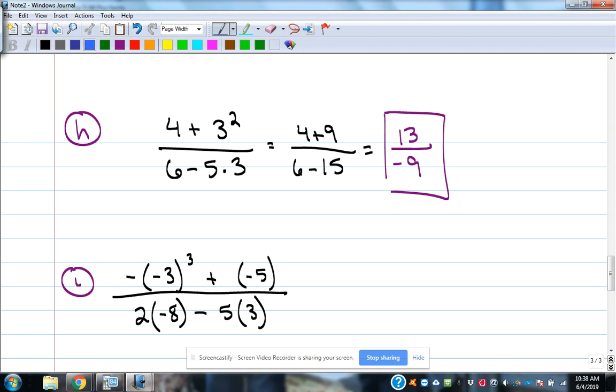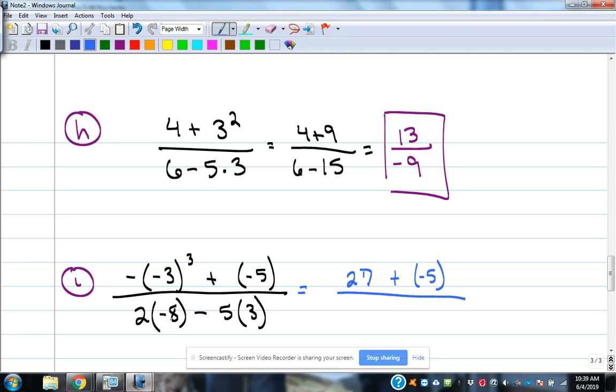And if we do order of operations and we work the top part and the bottom part separately, if we're going to do it by hand, negative 3 to the third power just means negative 3 times negative 3 times negative 3, which would be negative 27. But then it's got a negative in the front. So negative 27 times negative would be a positive 27 plus negative 5.